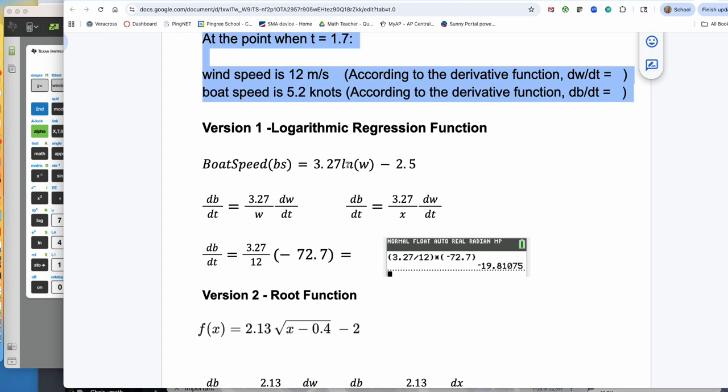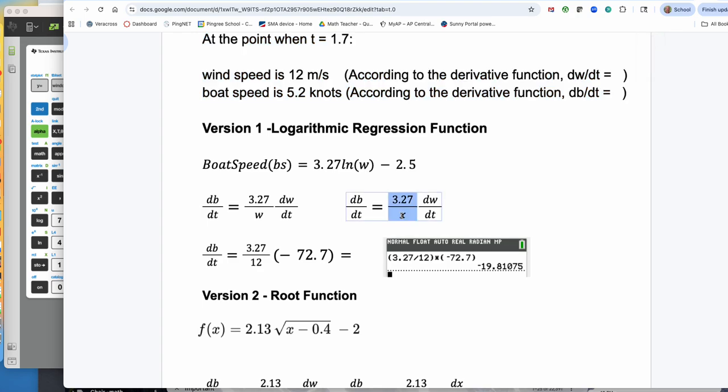The derivative of the ln of w is 1 over w. The multiplier is still there. Then don't forget to take the derivative of the inside with respect to time, and that's just my dw/dt. So I go back to my snapshot data, and I fill in the wind speed, and that is 12 right there. I fill in the rate of change.